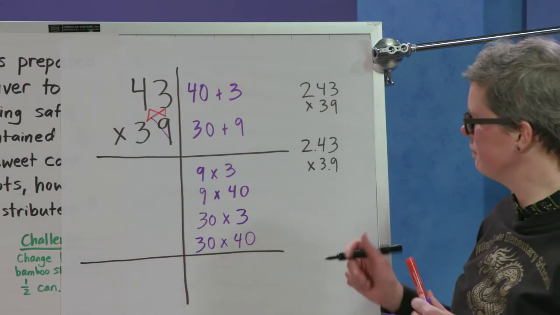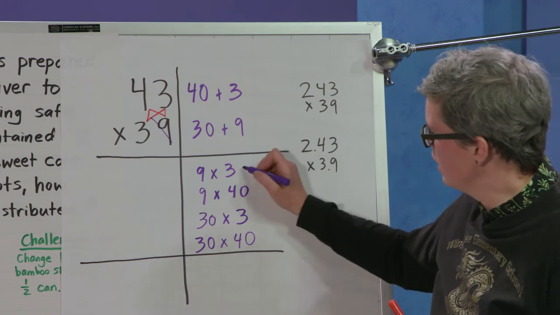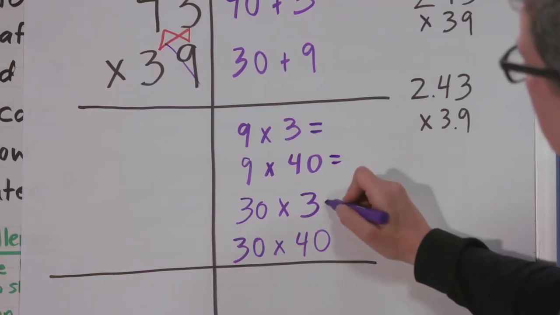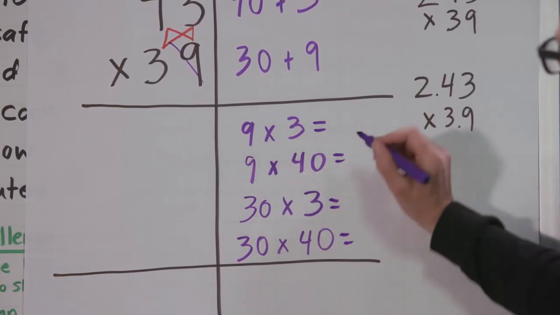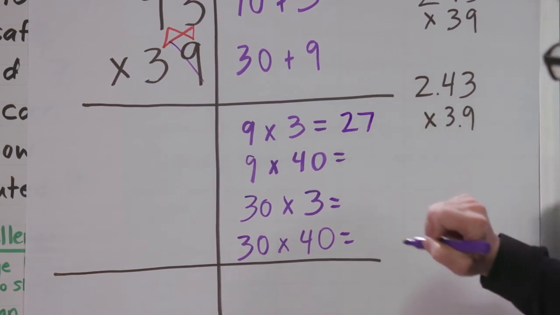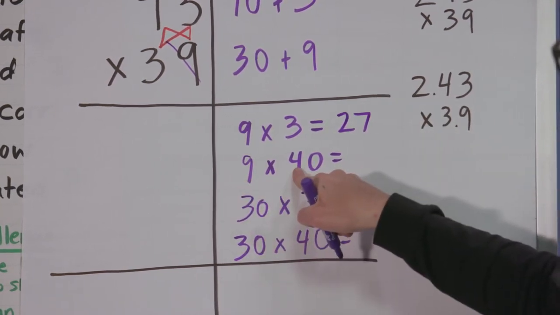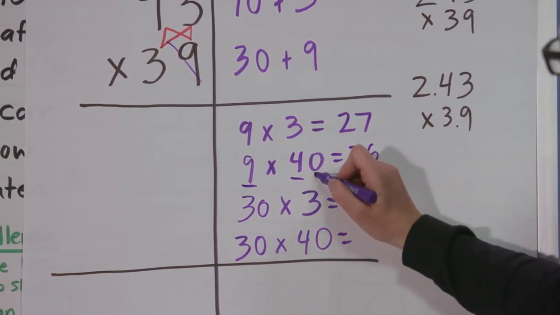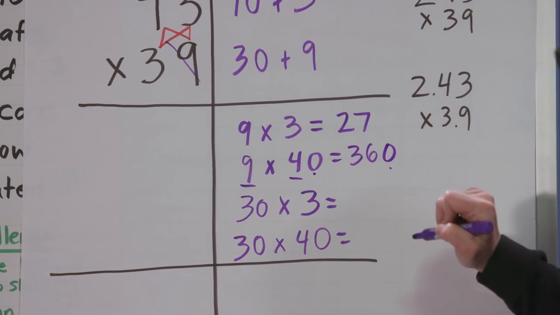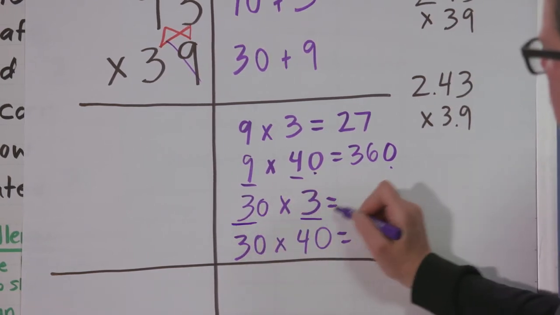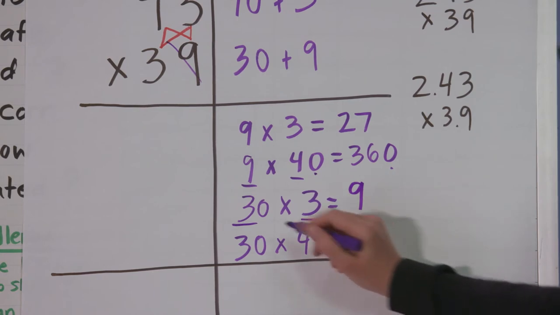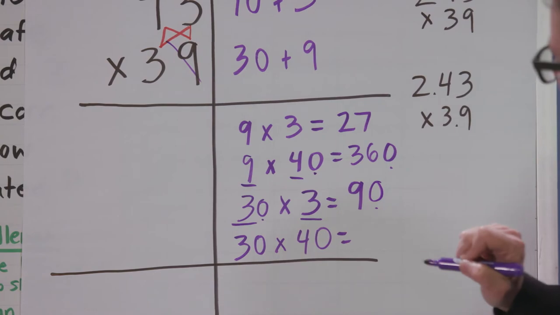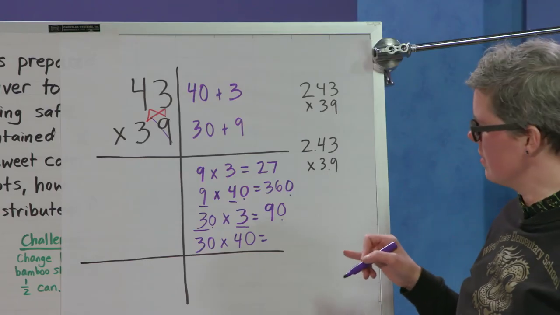Okay, let's solve them. You can do this with me with your multiplication chart. 9 times 3, 27. 9 times 4, 36. Put that in the tens place, 360. 3 times 3 is 9. Put that in the tens place, 90. We know about 90. That was our number of the day.